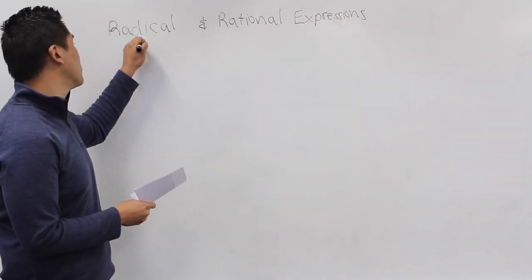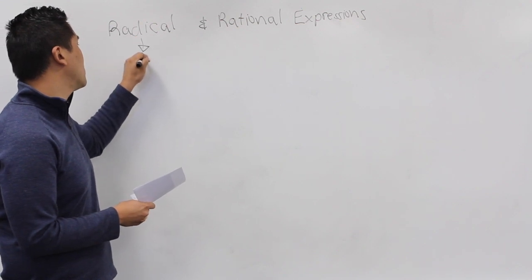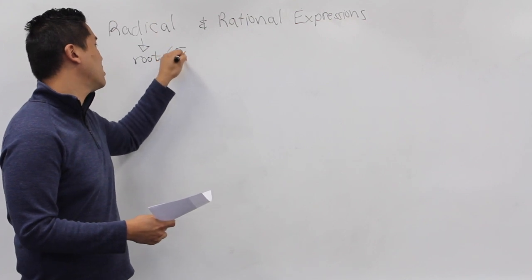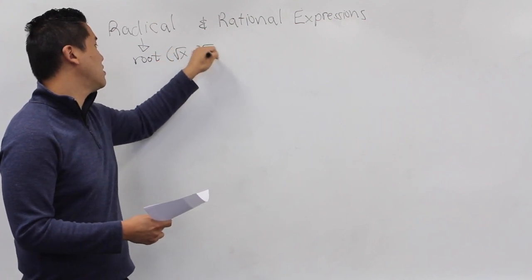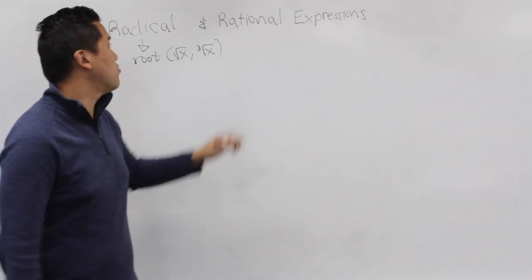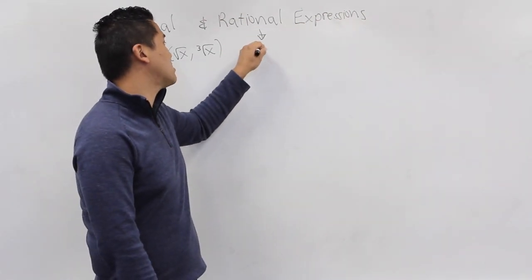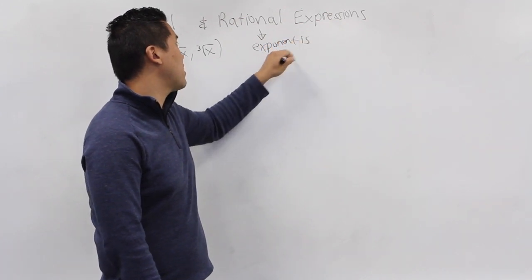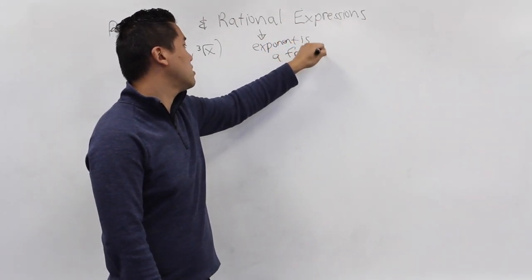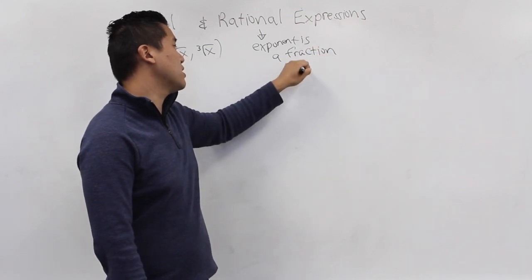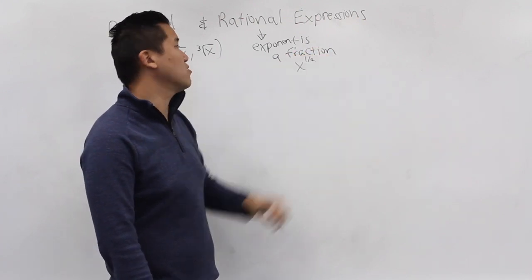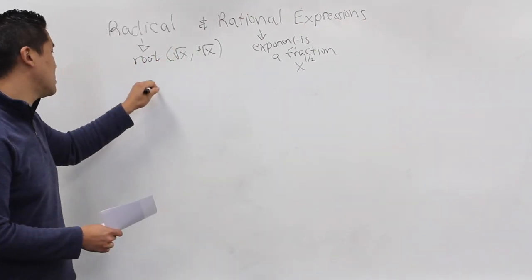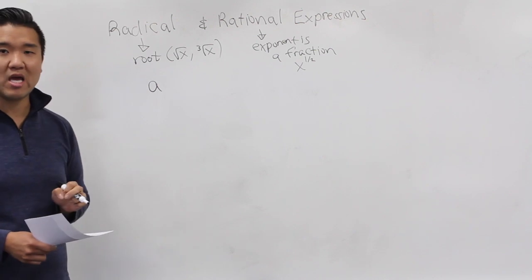We're going to talk about the two different forms. Radical just means it's a root. So where have we heard root? We heard it with square roots, cube roots, and so forth. And then rational just means that the exponent is a fraction. For example, it'd be like x to the 1/2 power.